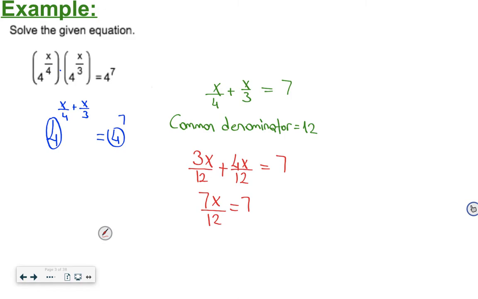If you use cross multiplication, the denominator of the 7 is 1. Use cross multiplication: 7x times 1 is equal to 7x, which will be equal to 7 times 12. 7 times 2 is 14, 7 times 1 is 7, plus 1 is going to be 84. Divide both sides by 7 and x will be equal to 12.